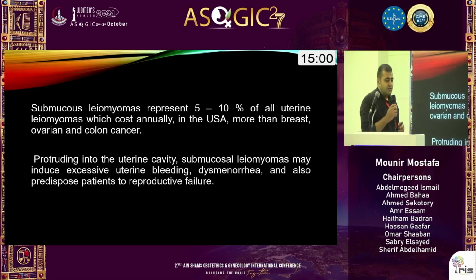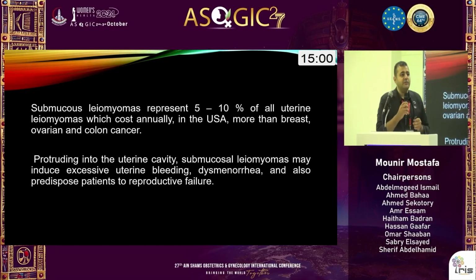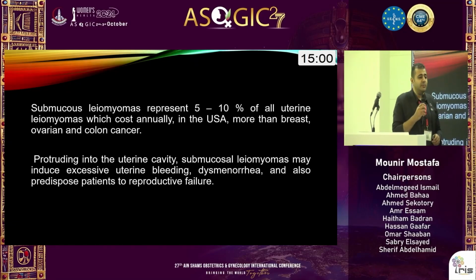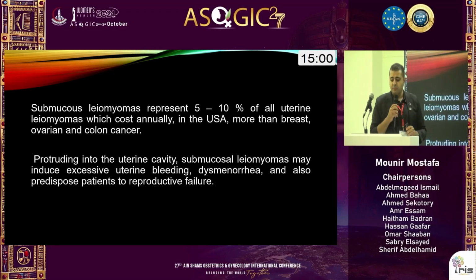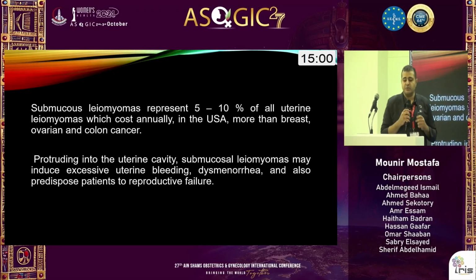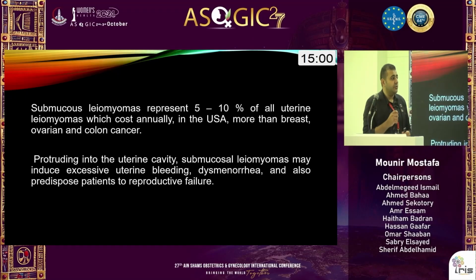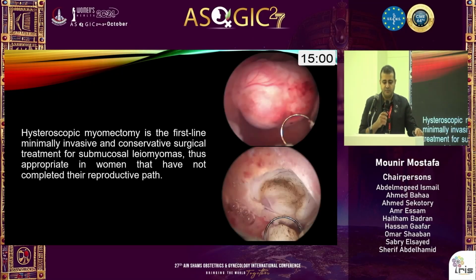Submucous leiomyomas represent 5 to 10% of all uterine leiomyomas, a disease which causes more morbidity in the USA, for example, than breast, ovarian, and colon cancer. Protruding into the uterine cavity, submucous fibroids may induce excessive bleeding, pain, and are also related to delayed fertility. Hysteroscopic myomectomy is the first-line minimally invasive surgery and conservative treatment for those who need fertility preservation.